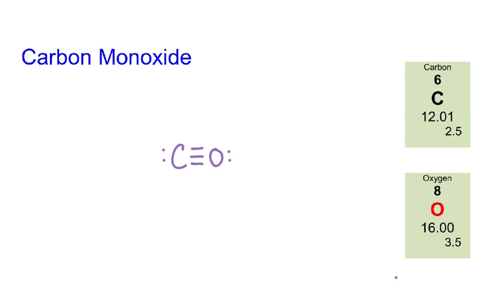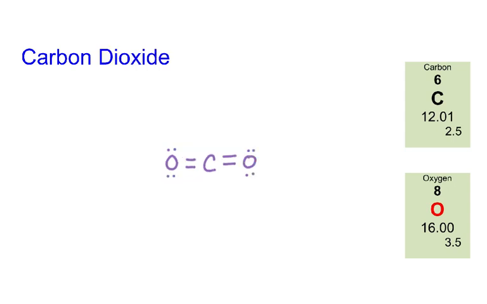Carbon monoxide is also a polar molecule, as oxygen pulls electrons towards itself, leaving the oxygen partially negative and the carbon partially positive. Carbon dioxide, on the other hand, is nonpolar, even though it has the same two elements, carbon and oxygen. Oxygen's electronegativity is 3.5, and carbon's electronegativity is 2.5. So that's why we draw dipole moments towards the oxygen.